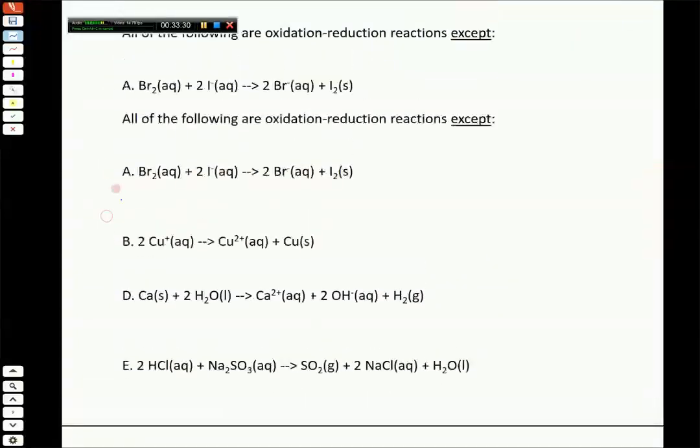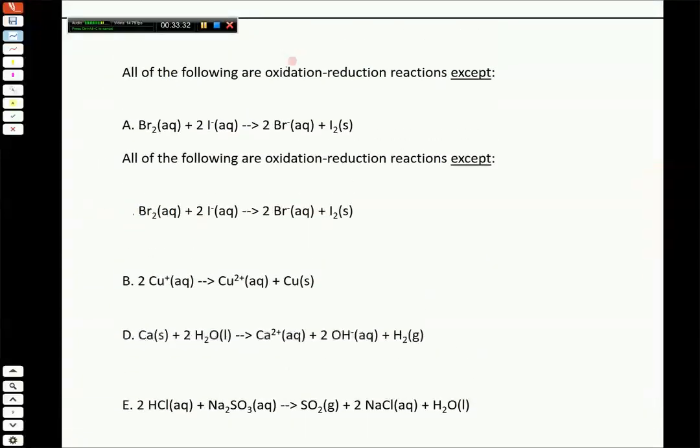The next one here asks us which of the following are oxidation reduction reactions except. So if we want to identify an oxidation reduction reaction, or what we often call redox reactions, we have to find ones where oxidation numbers are changing between reactants and products, which tells us that electrons are being transferred.